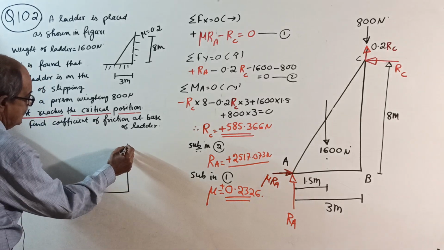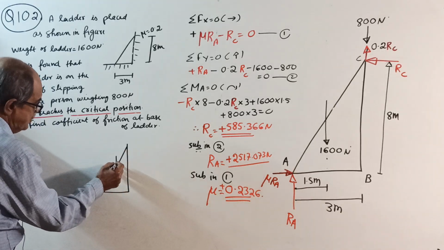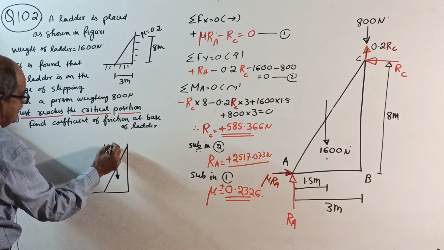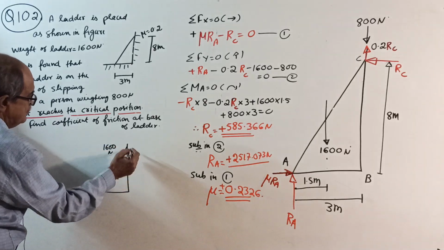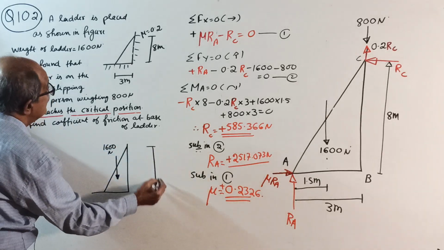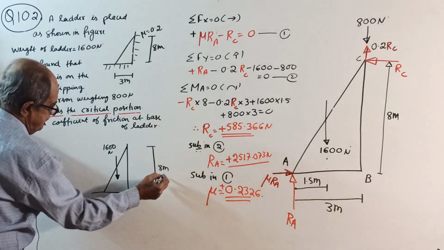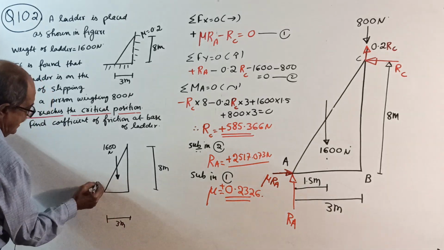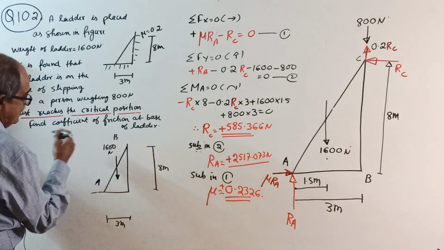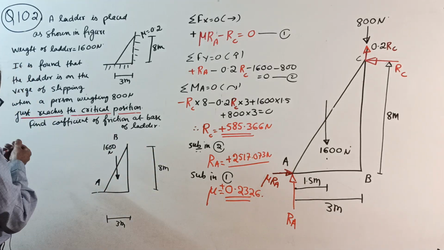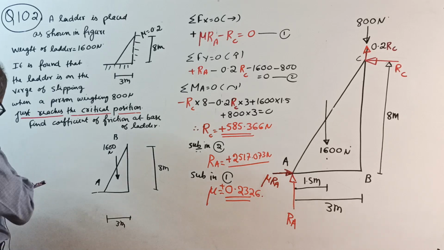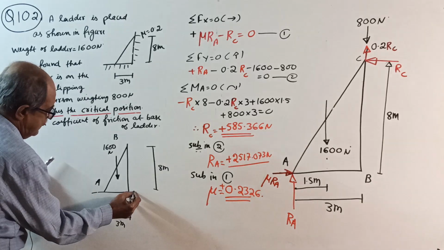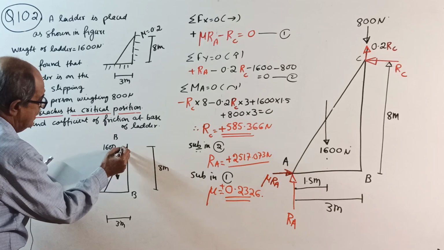This is the ladder. Weight of the ladder is told how much in the question? 1600 Newton, acting at the midpoint. Now, this is how much? 8 meter. Base is 3 meter. I will take A here and B here. Reactions A, B, C. There is no play, so I will put C here.